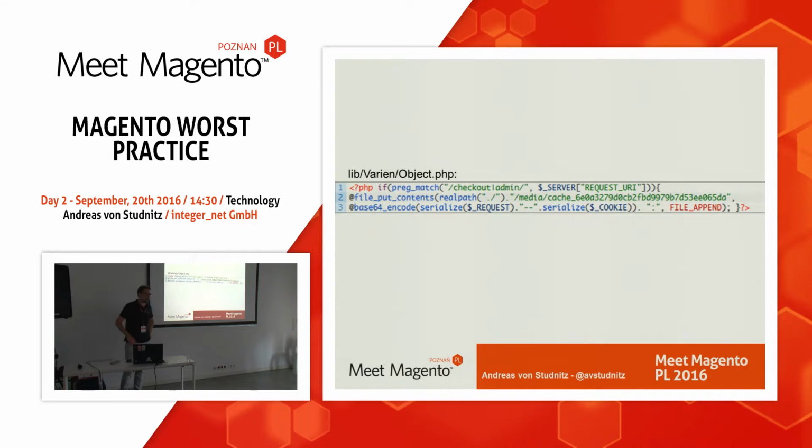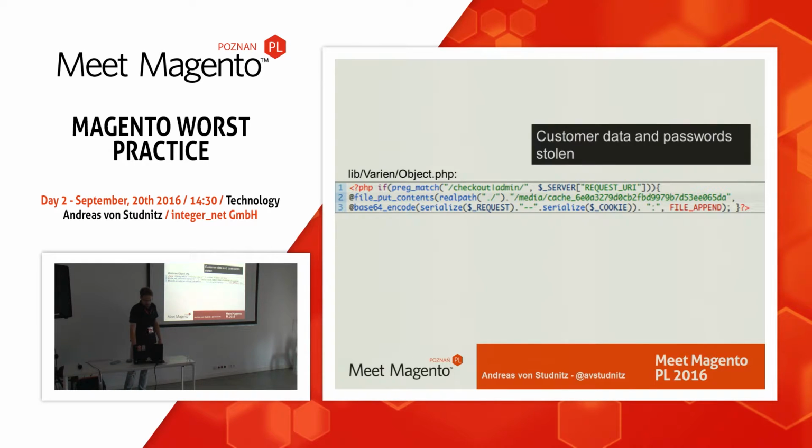You have the possibility to try those combinations on PayPal, for example, and in a not so small percentage it will work. So they stole about a few thousand username password combinations. They could log into the shop, and with a few dozen at least, they could log into PayPal. So in this example, customer data and passwords were stolen.